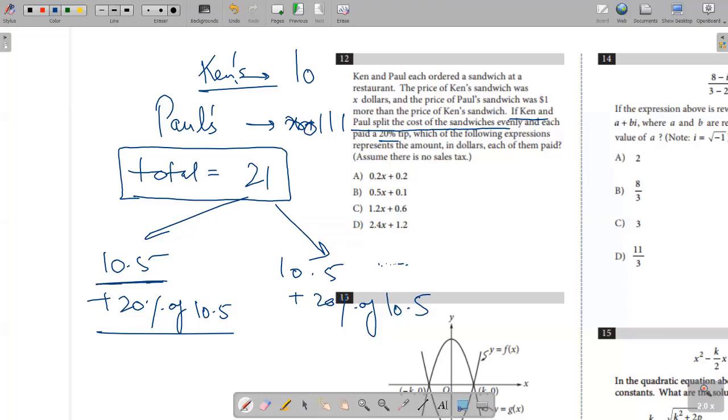So how much will it be? 10.5 plus 20%. 20% means 0.2. Yes. 0.2 of 10.5 means multiplication with 10.5. How much is 0.2 times 10.5?